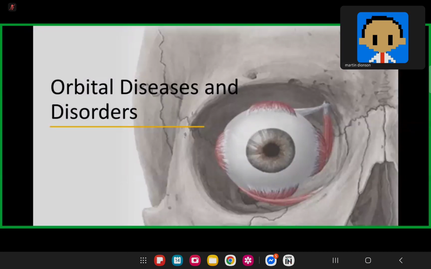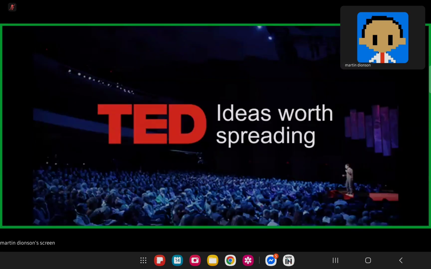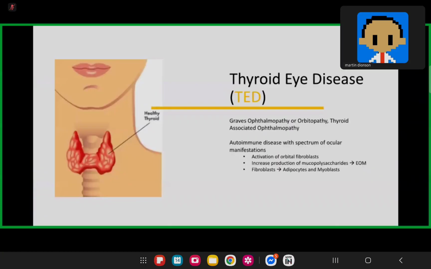Okay, so moving on to the different orbital diseases and disorders. You have TED. TED is an acronym that we commonly use in ophthalmology. Instead of ideas worth sharing, this is a disease worth spreading or talking about. TED in ophthalmology is known as your thyroid eye disease. This includes your Graves' ophthalmopathy or orbitopathy, or it can also be known as your thyroid-associated ophthalmopathy.